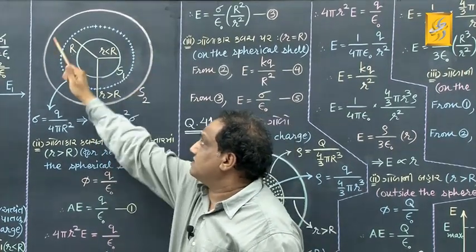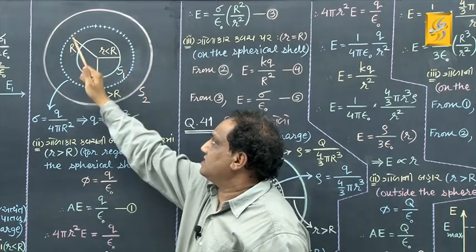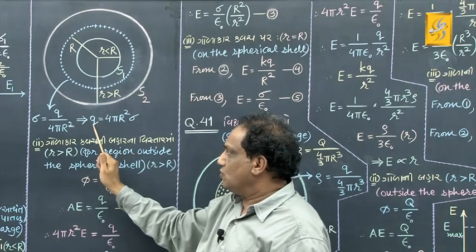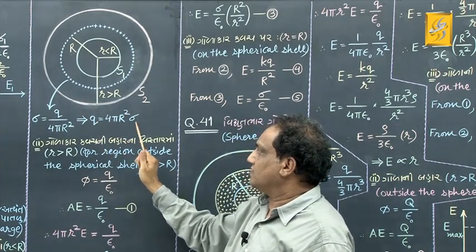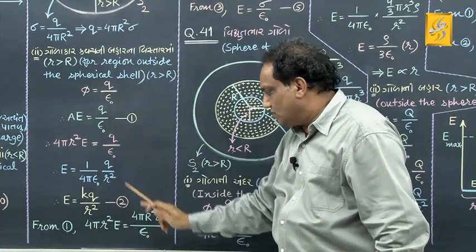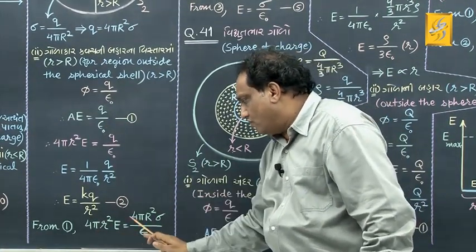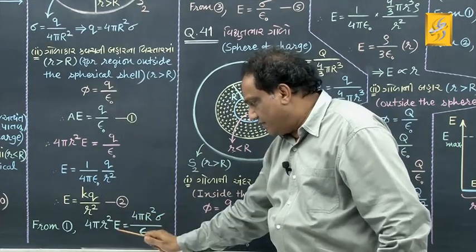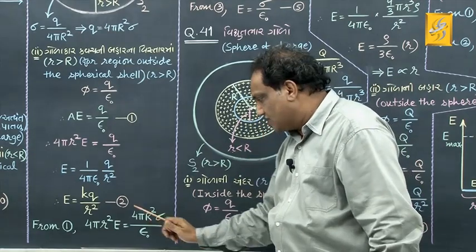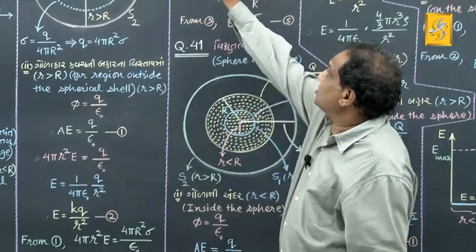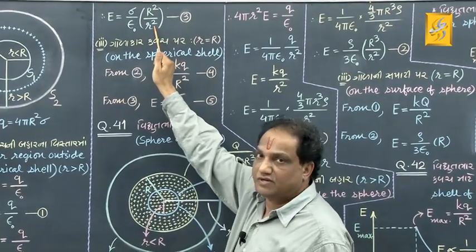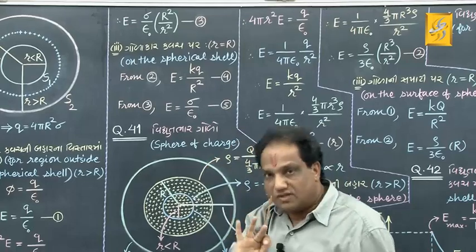The considered Gaussian surface is this, and the charge enclosed by it is the total charge contained in this spherical shell of charge, which is small q, which is 4 pi capital R square sigma, divided by epsilon 0. As the 4 pi will cancel, find out capital E. It will be sigma upon epsilon 0 into capital R square upon small r square. Got it? Give it equation number 3.